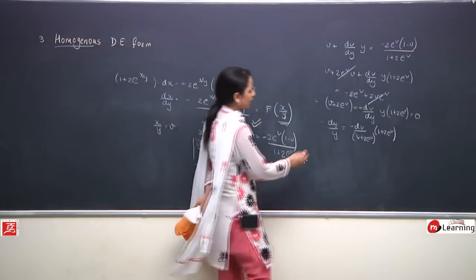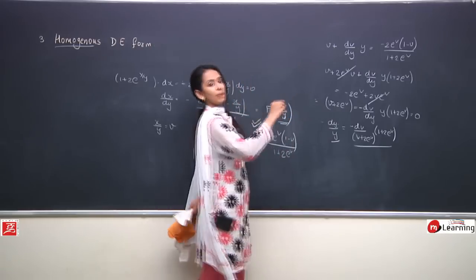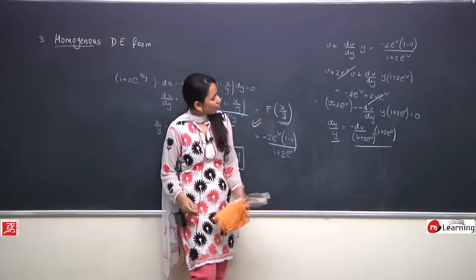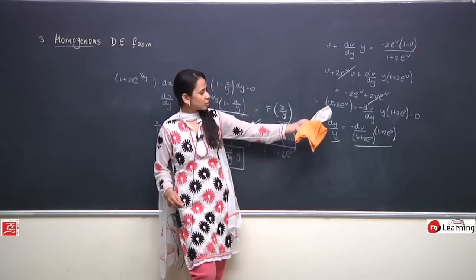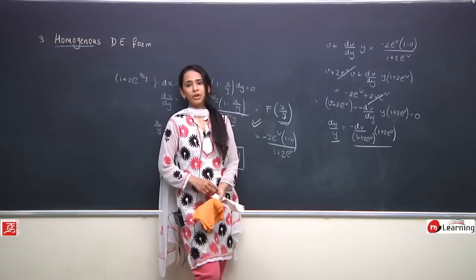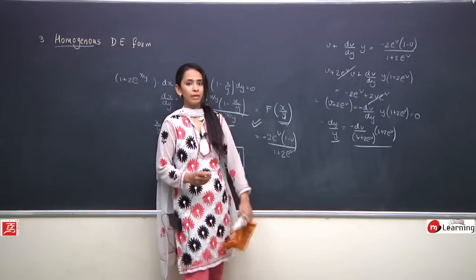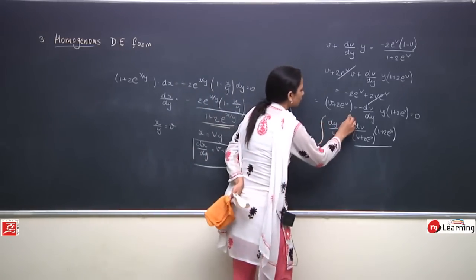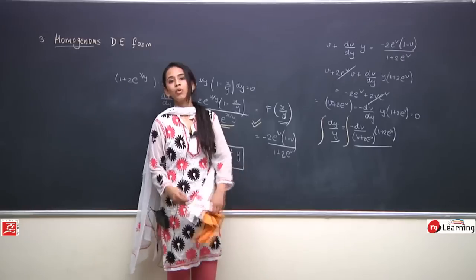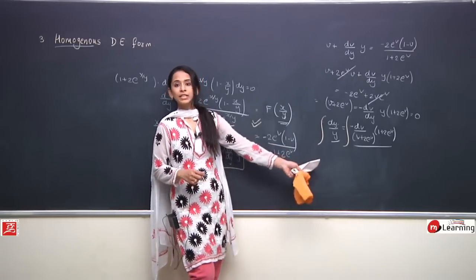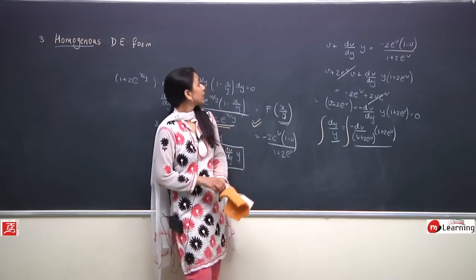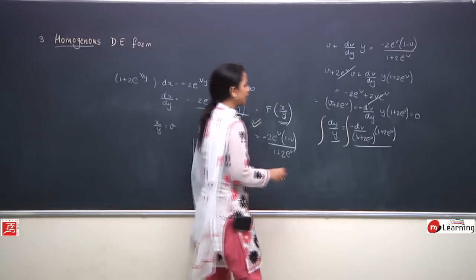Perfect. So इस इक्वेशन को अब हमने वेरिएबल सेपरेबल फॉर्म में रिड्यूस कर दिया है. What do we have? We have dy upon y is equals to minus dv into 1 plus 2 e to the power v upon v plus 2 e to the power v. Now what we will solve this question? हमें दोनों साइड को इंटीग्रेट करना है, and after integration whatever will we get will be the solution of this differential equation. So integrate करते हैं.